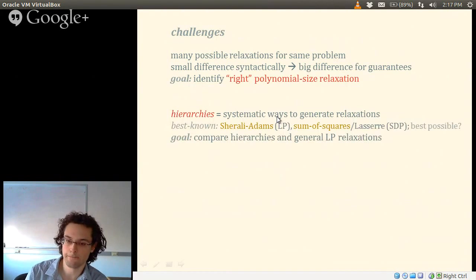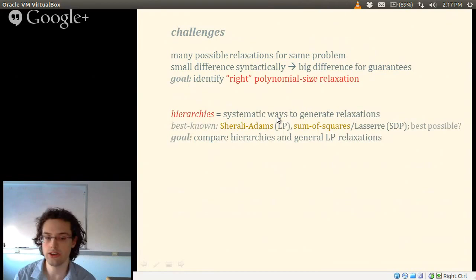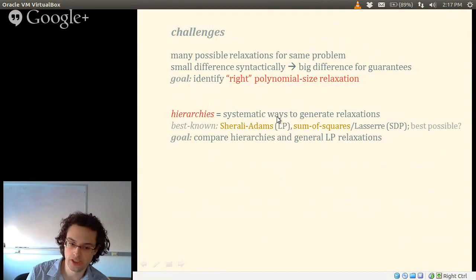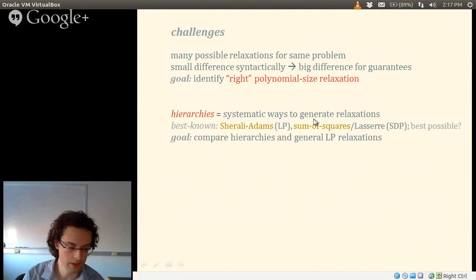A way to address this challenge is hierarchies. Hierarchies are systematic ways of constructing relaxations, and there are many different hierarchies. The best known hierarchies are Sherali-Adams for the LP case and sum of squares, which is also known as Lasserre, for the SDP case. But it's not clear if these are the best possible hierarchies using linear programming or semidefinite programming. And so that's something that we'd like to understand. Are there better hierarchies, or can we compare the power of hierarchies to the power of general linear programs or SDPs?